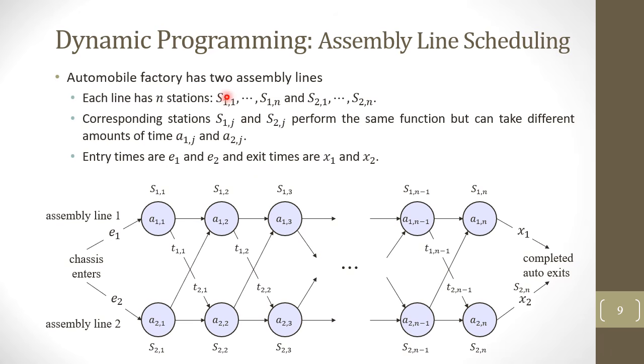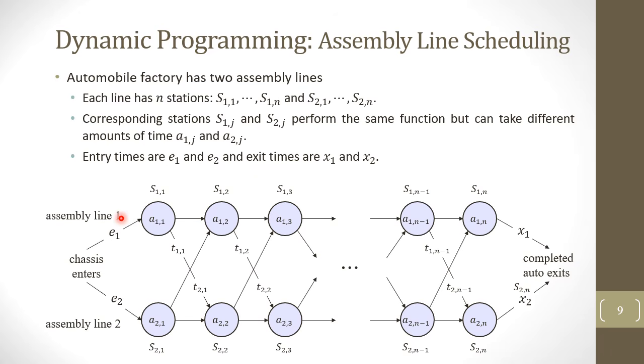The first number here represents the line number and the second number represents the station number. So S1,3 will be station 3 of line 1. Corresponding stations S1,j and S2,j perform the same function but can take different amounts of time, a1,j and a2,j. So station 2 on both lines is doing the same work but can take a different amount of time.